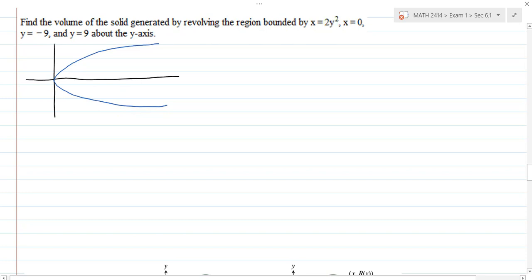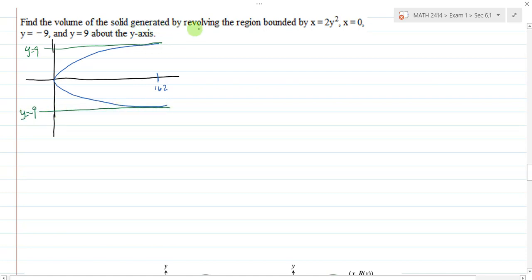Well, if y is equal to -9, what is x going to be? Well, -9 squared is 81. 81 times 2 is way far out there. So we're going to call this point out here. So this is the line y equals 9, and this is the line y equals -9.